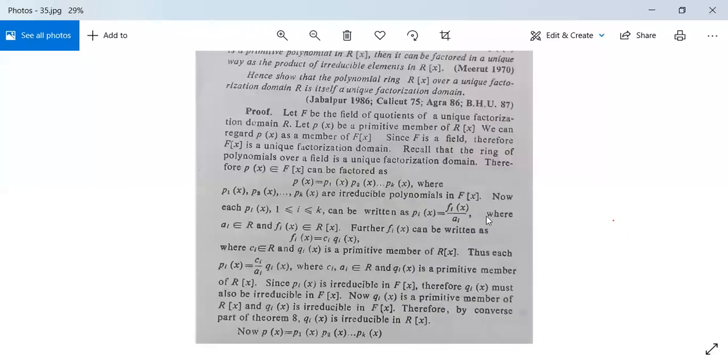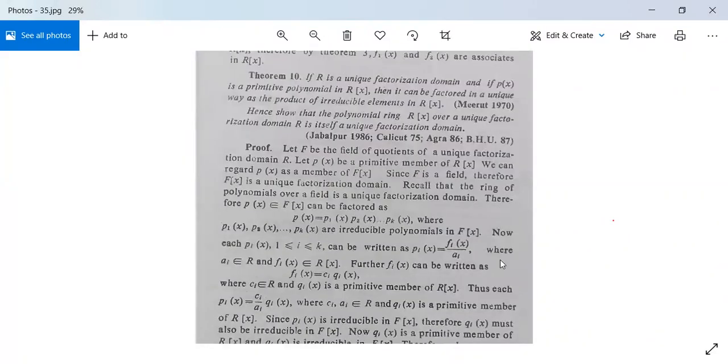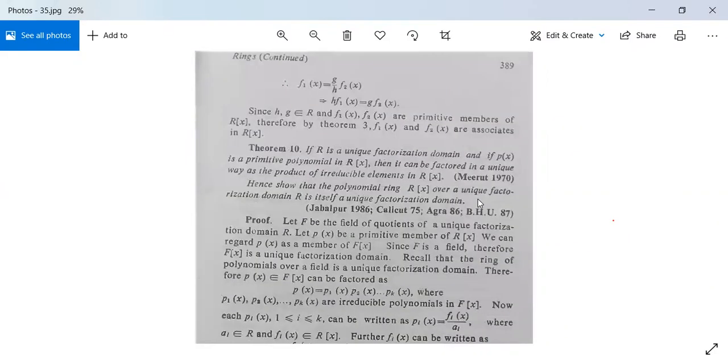There is one more theorem for today. This is a larger one. If R is a unique factorization domain and if p(x) is a primitive polynomial in R[x], then it can be factored in a unique way as the product of irreducible elements in R[x]. Irreducible means you cannot reduce it further. And so the polynomial ring R[x] over a unique factorization domain R is itself a unique factorization domain.